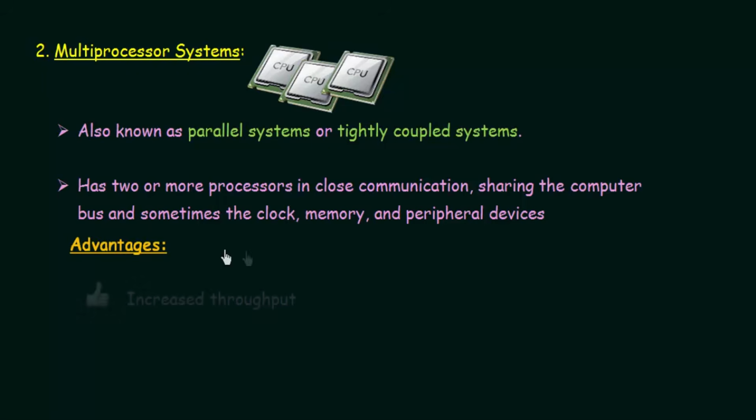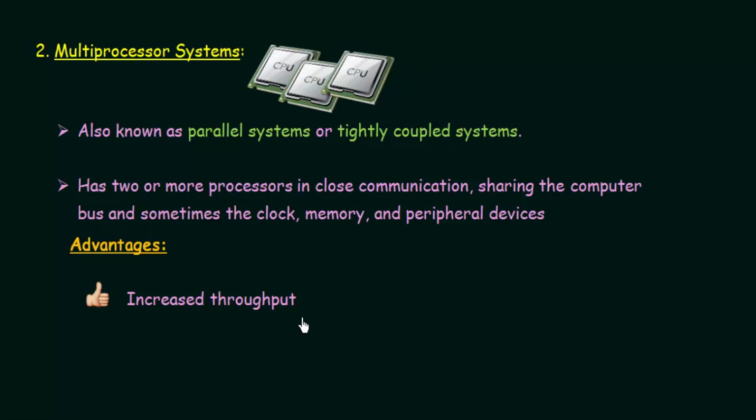So coming to the advantages, the first advantage is increased throughput. Throughput is something that we can use to measure the performance of our system. Sometimes it is also known as the amount of data that can be transferred from one location to another. So throughput is like the measure of the performance of the system. So we can say that in multiprocessor systems, we will have increased throughput or increased performance.